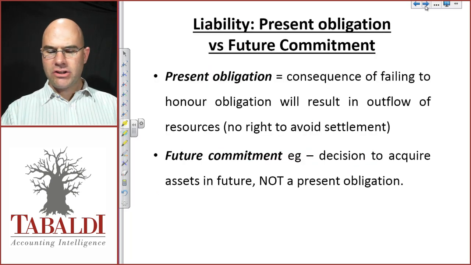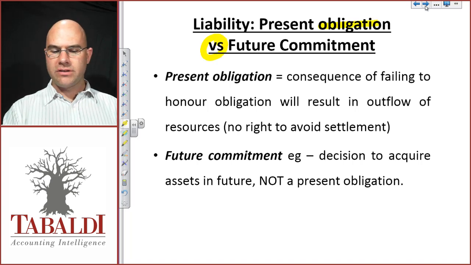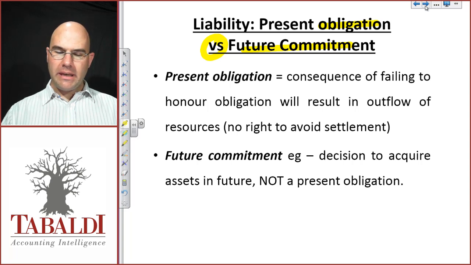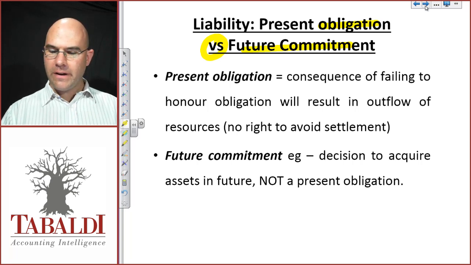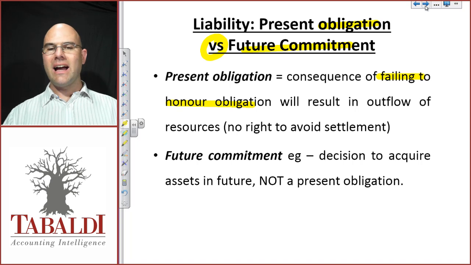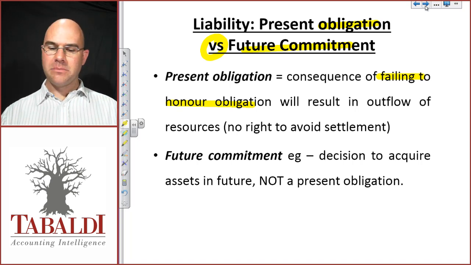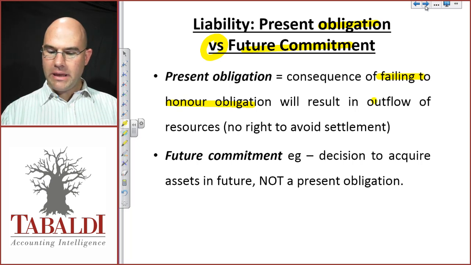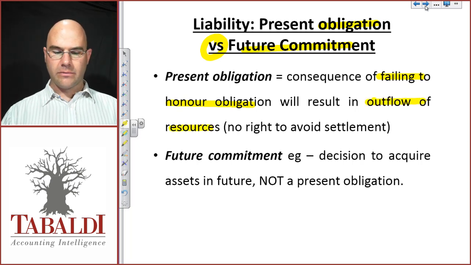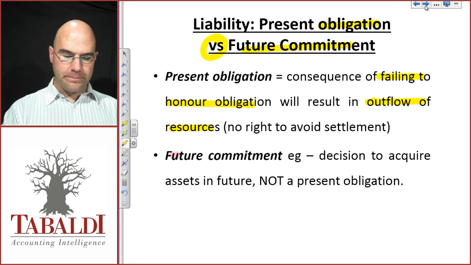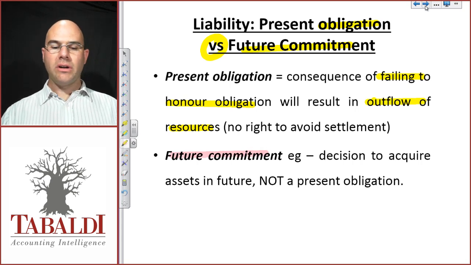Okay, quick discussion about obligation versus a future commitment. Remember, a present obligation, there will always be some type of consequence if you fail to honor that obligation. I.e., if you do not honor your obligation, there will be a penalty or some type of settlement required, and there will be an outflow of resources. Okay, so you will have no right to avoid settlement. That's a present obligation. Future commitment, however, well, there you would not have. You can easily avoid future settlement.